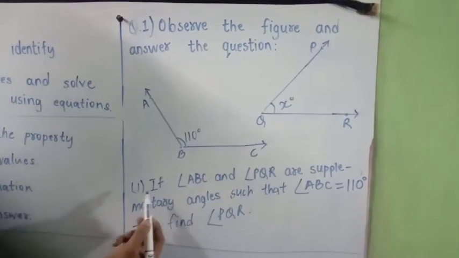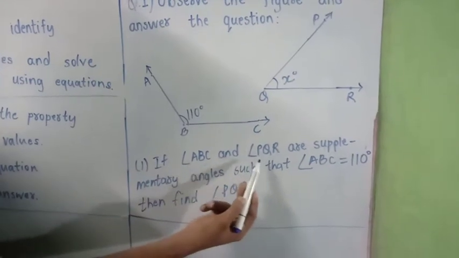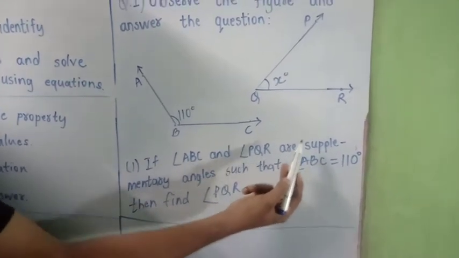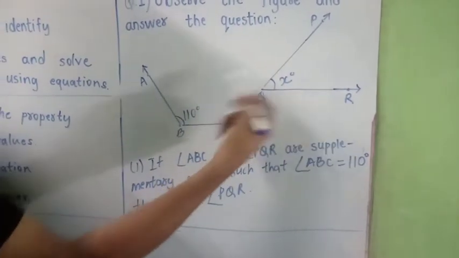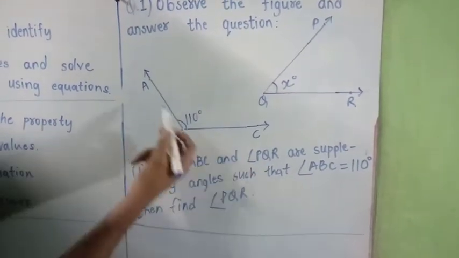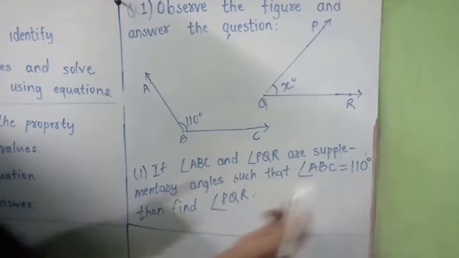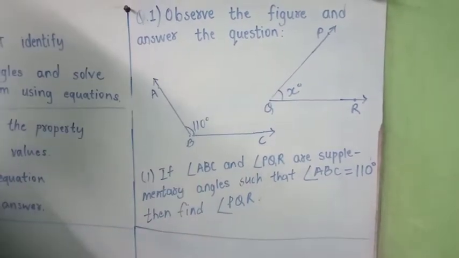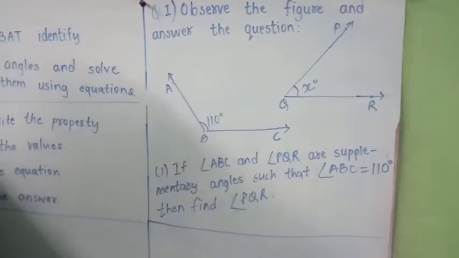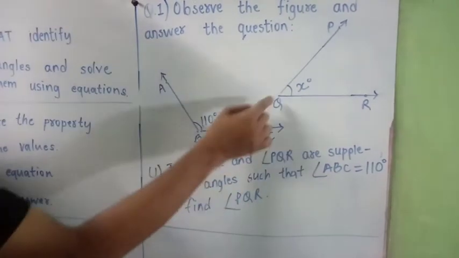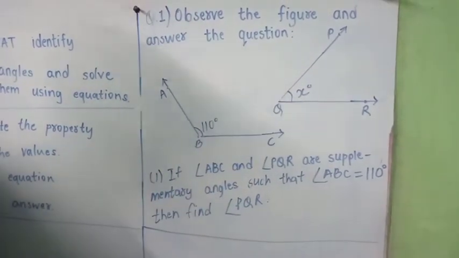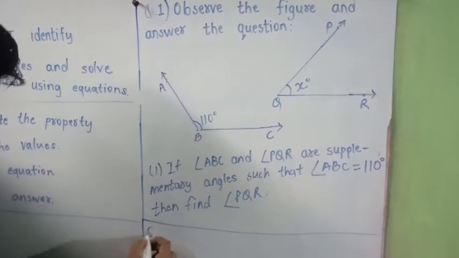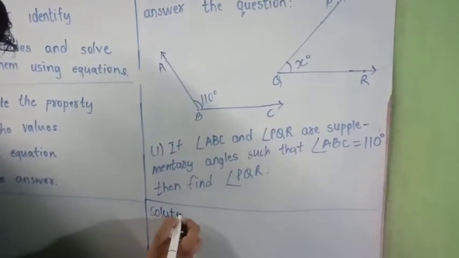The question is, if angle ABC and angle PQR are supplementary angles, such that angle ABC is 110 degrees, then find angle PQR. So what we have to do is find the measurement of this angle if both the angles are supplementary. I will solve using our steps to build scale.